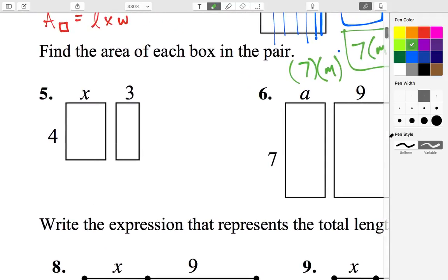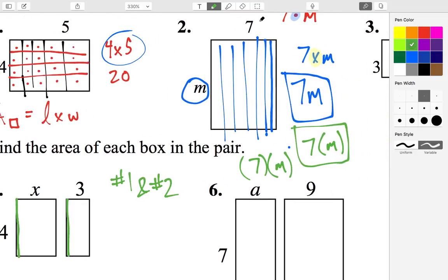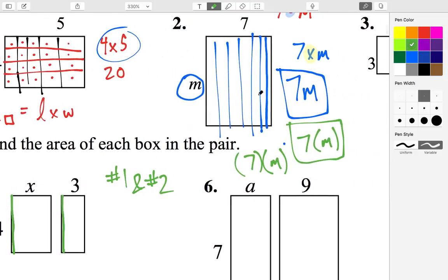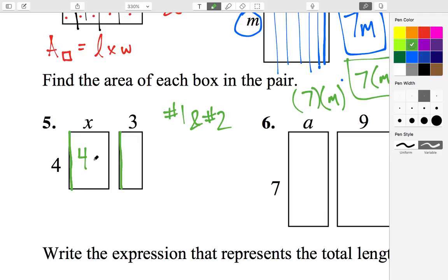Okay, number 5, next odd problem. Find the area of each box in the pair. So if you notice, this side is the same height as this side. To understand this one, if you go back to problem 1 and problem 2, you will see how to do this. Let's go to problem 2 first, because that's the first one we hit. We have a number times a variable. All we did was say 7 and then m, so you still just multiply it. So we're going to do the same thing here, 4 and x. Simple enough.